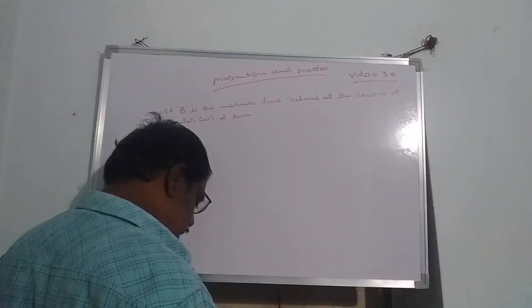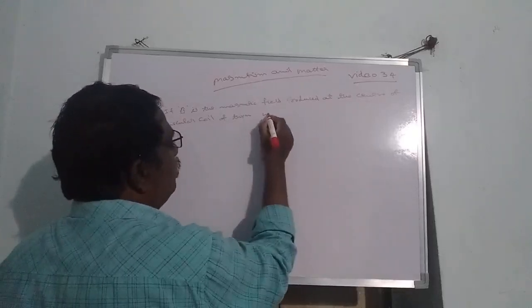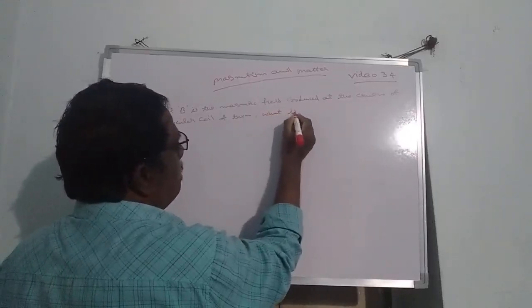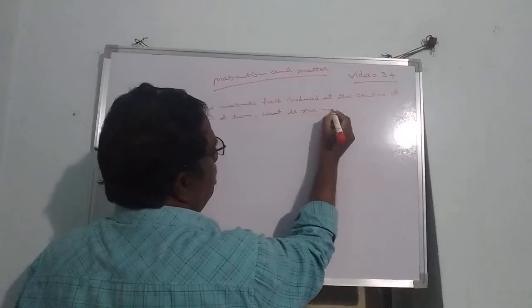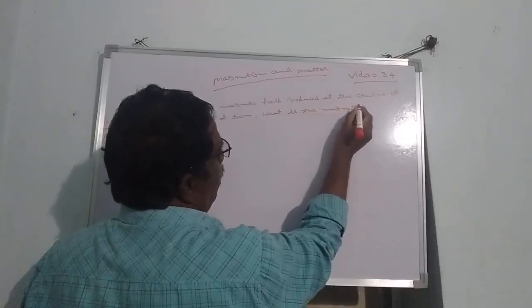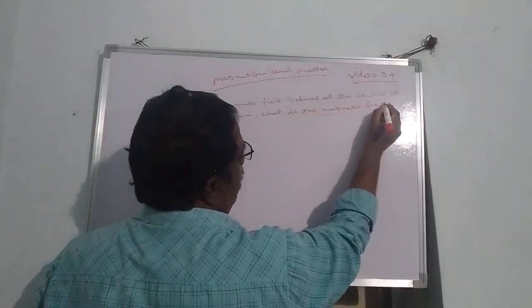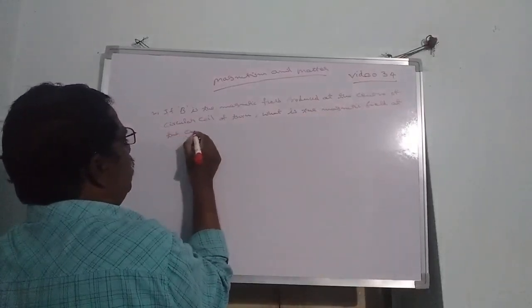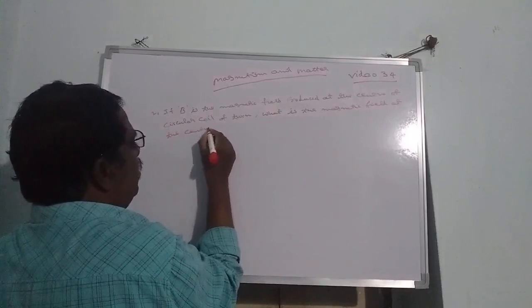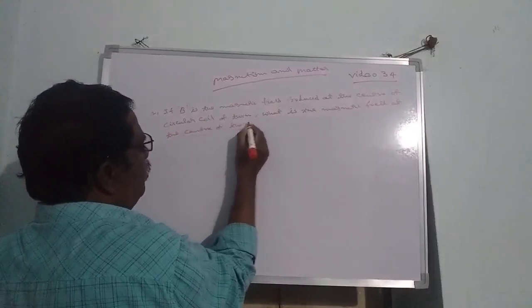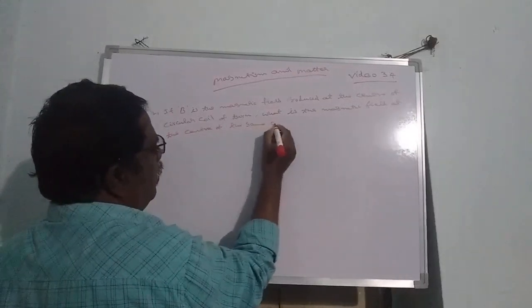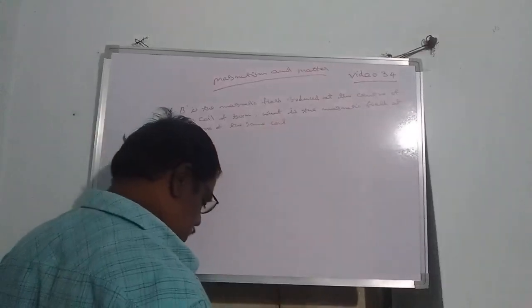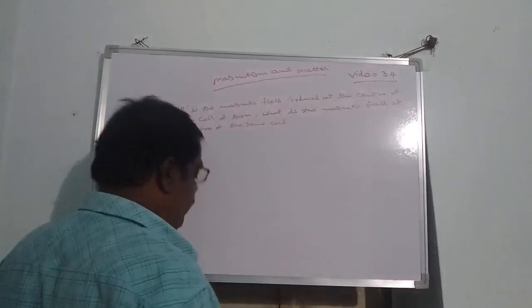What is the magnetic field at the center of the same coil, which is made into 10 turns?